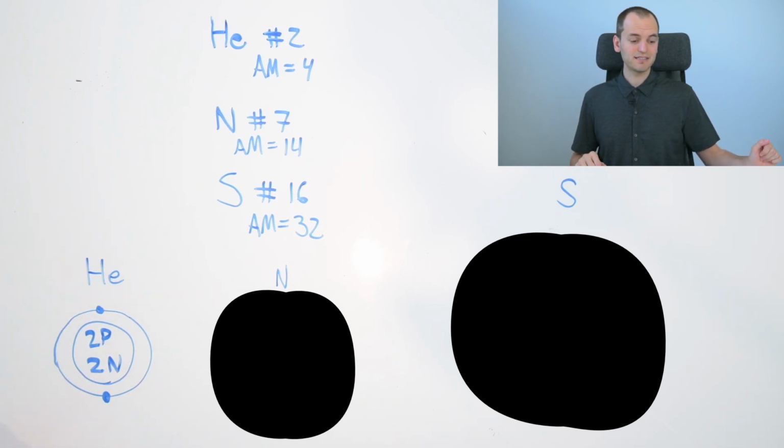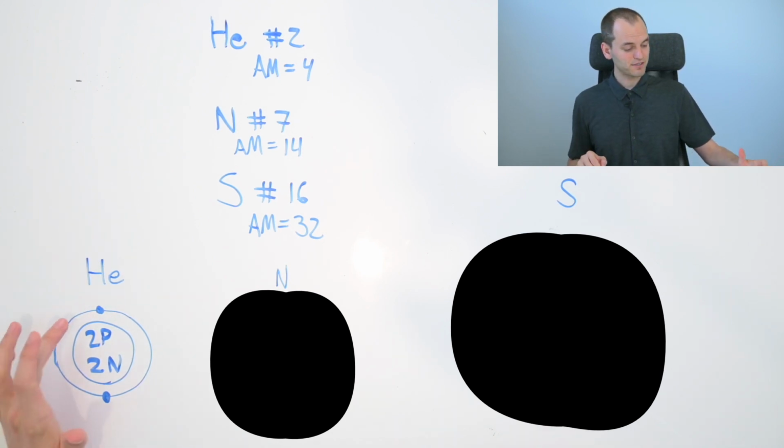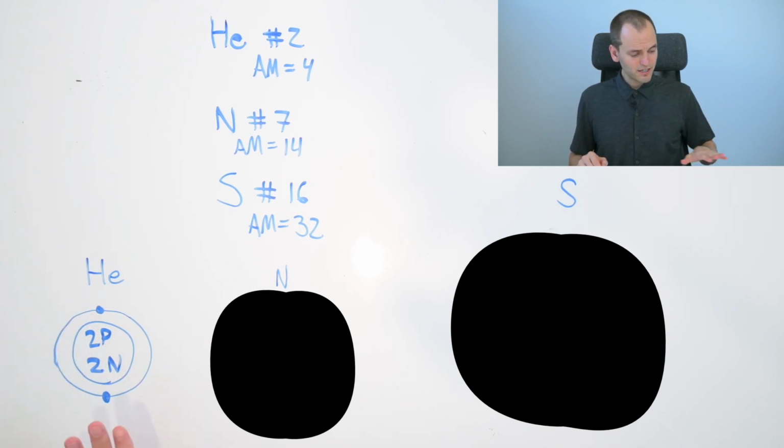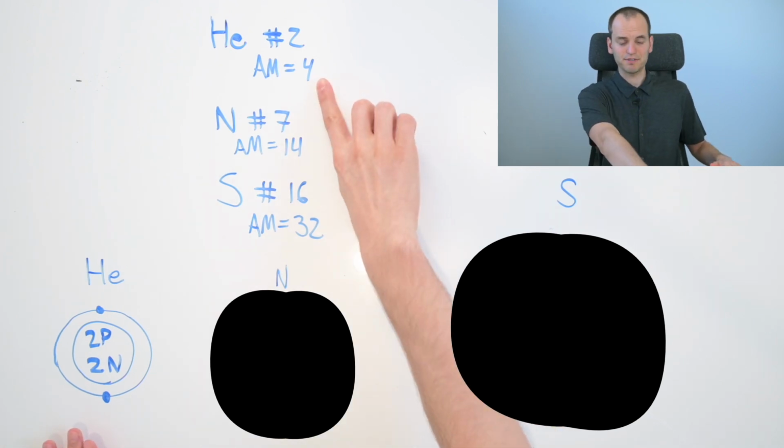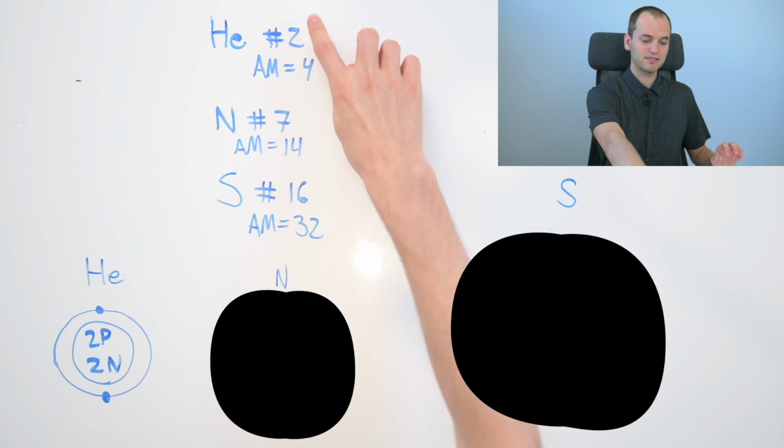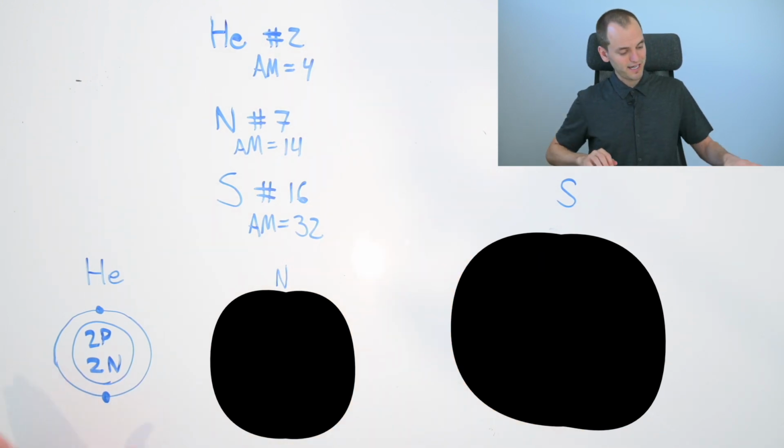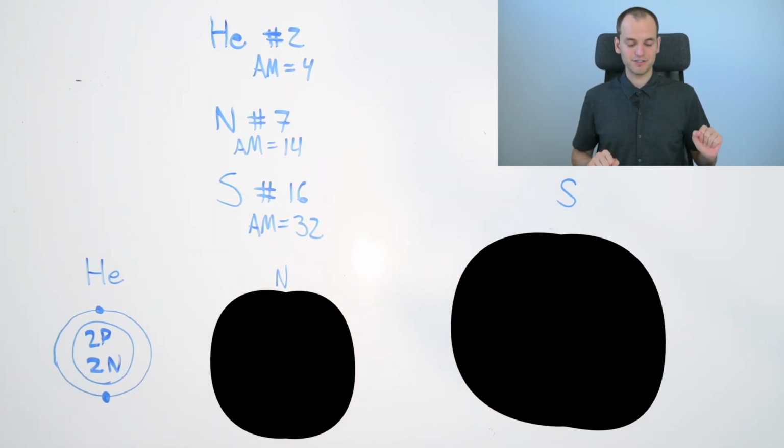Now, in this case, we are drawing neutral atoms, so the number of protons will equal the number of electrons. So helium will have 2 protons and 2 neutrons, so the atomic mass adds up to 4. It has 2 protons, because the atomic number is 2, and it has 2 electrons in the first shell.